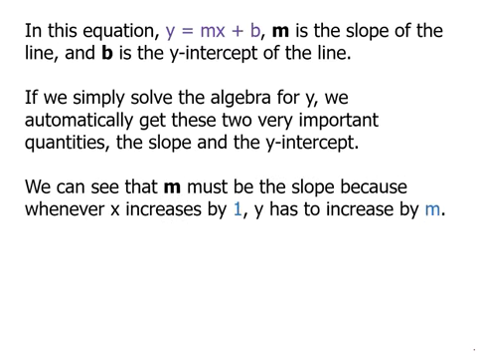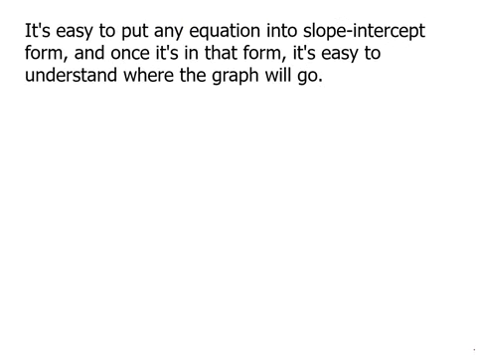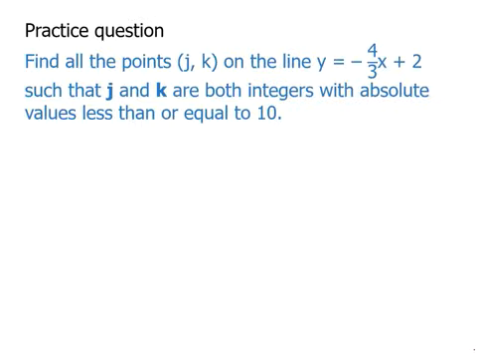We can see that m must be the slope because when x increases by 1, y has to increase by m. We can see that b must be the y-intercept because if we set x equals 0, then y equals b. It's easy to put any equation into slope-intercept form, and once it's in that form, it's easy to understand where the graph will go. Starting from the y-intercept, we can take slope steps that we discussed in the slope lesson: 1 unit to the right, up m slopes, or 1 unit to the left, down m slopes, etc.